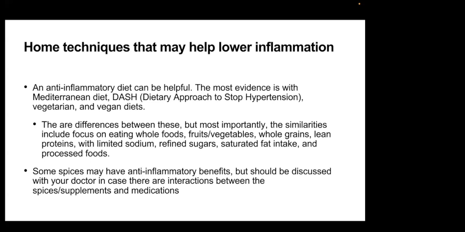So like I said, there are differences between all of these, but most importantly, the similarity is that everybody's eating food that they recognize as food. You're not looking at the back of the ingredients and going, no, I can't even pronounce any of those things. That tends to mean it's a little bit more highly processed. So you look at it and go, I know what this is. This is clearly on the ingredients. Those are what tend to have the best benefits in lowering a lot of the inflammation that's present.